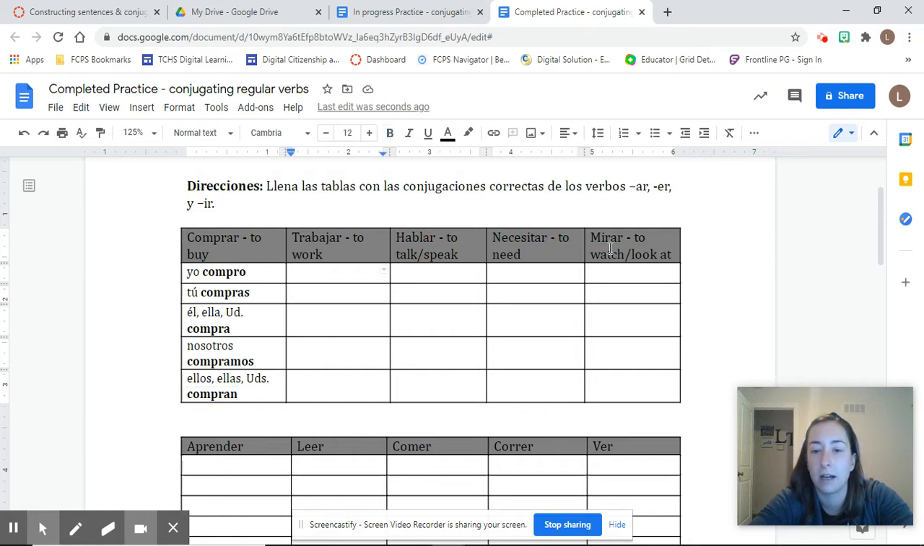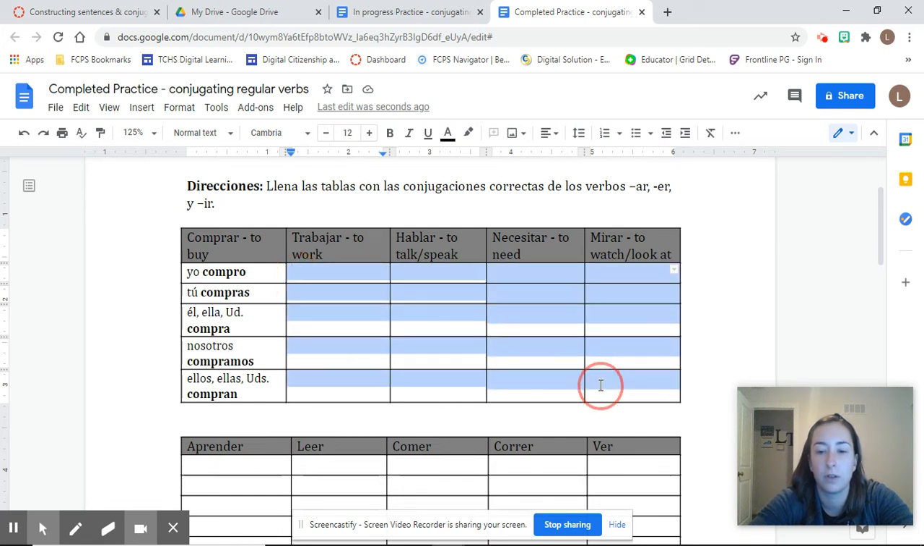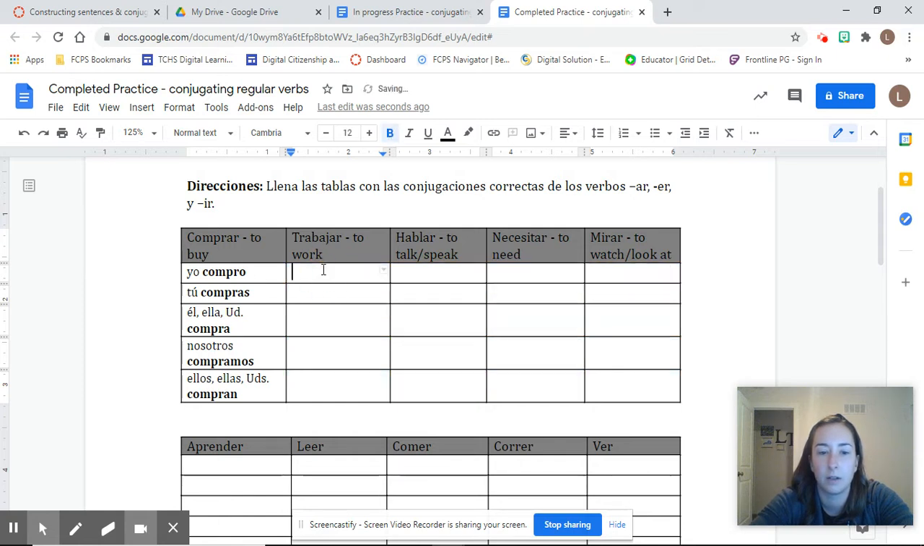Now, all of these are AR verbs, so the endings are going to be the same, and you already have the meanings up here for what they mean in English. So yo, we're going to do trabajar for yo. Again, these are all AR verbs, so the endings are the same. Yo trabajo. Tú trabajas. Él, ella, usted trabaja. Nosotros trabajamos. Ellos, ellas, ustedes trabajan.